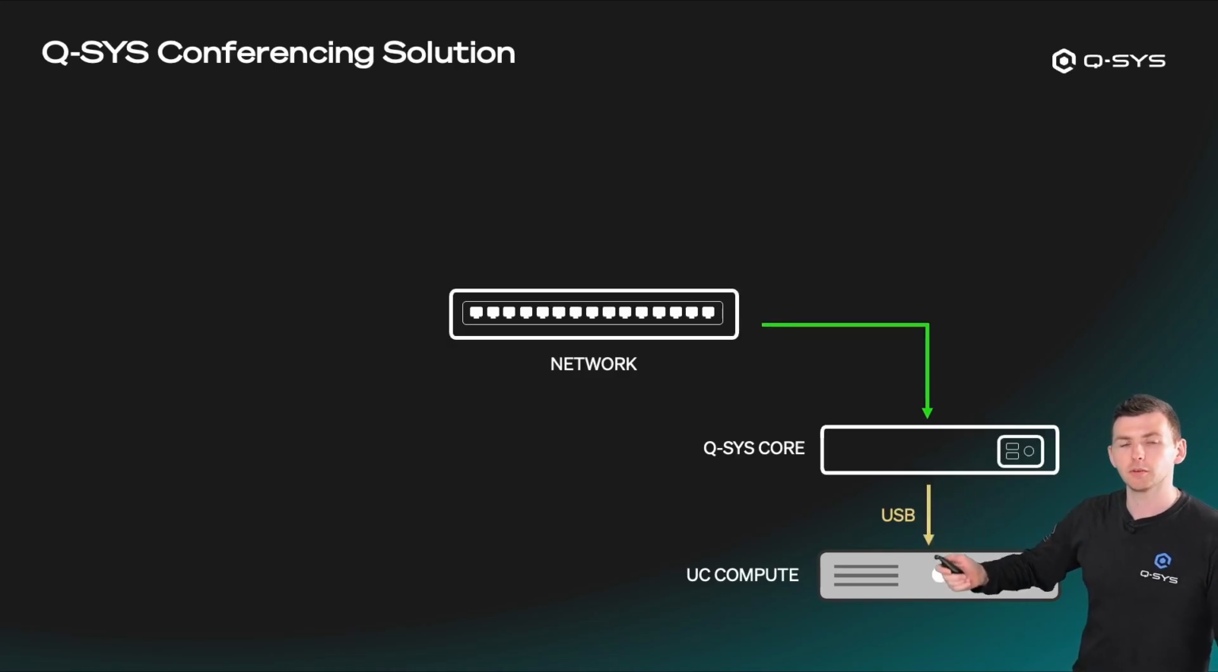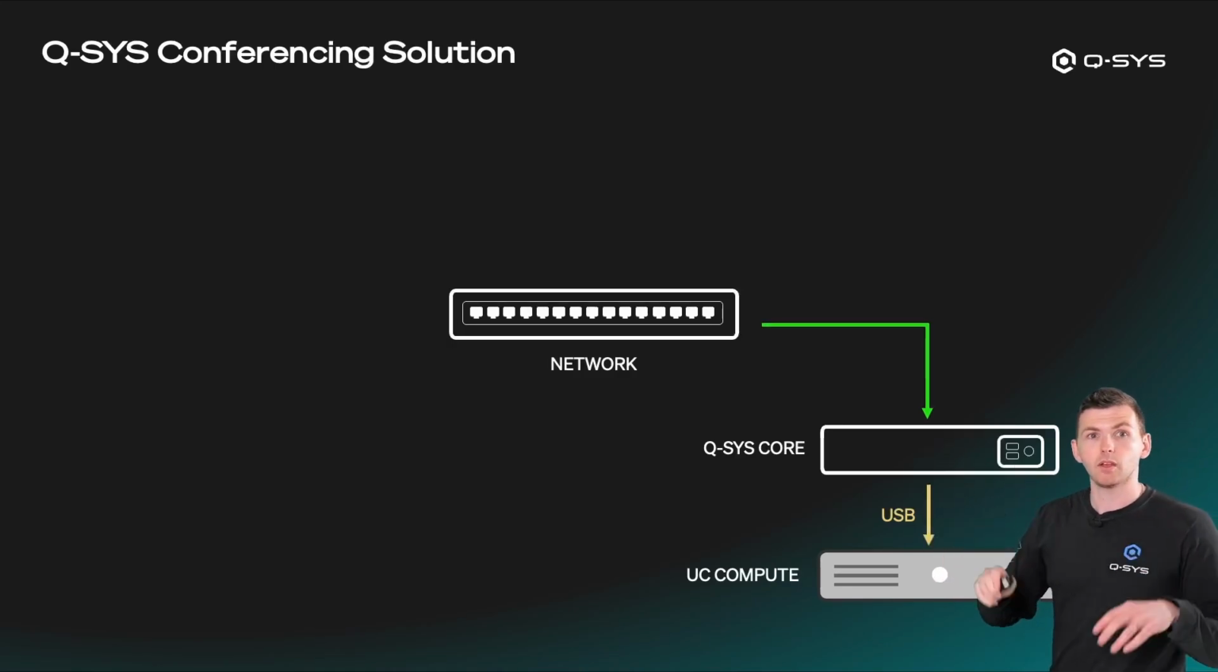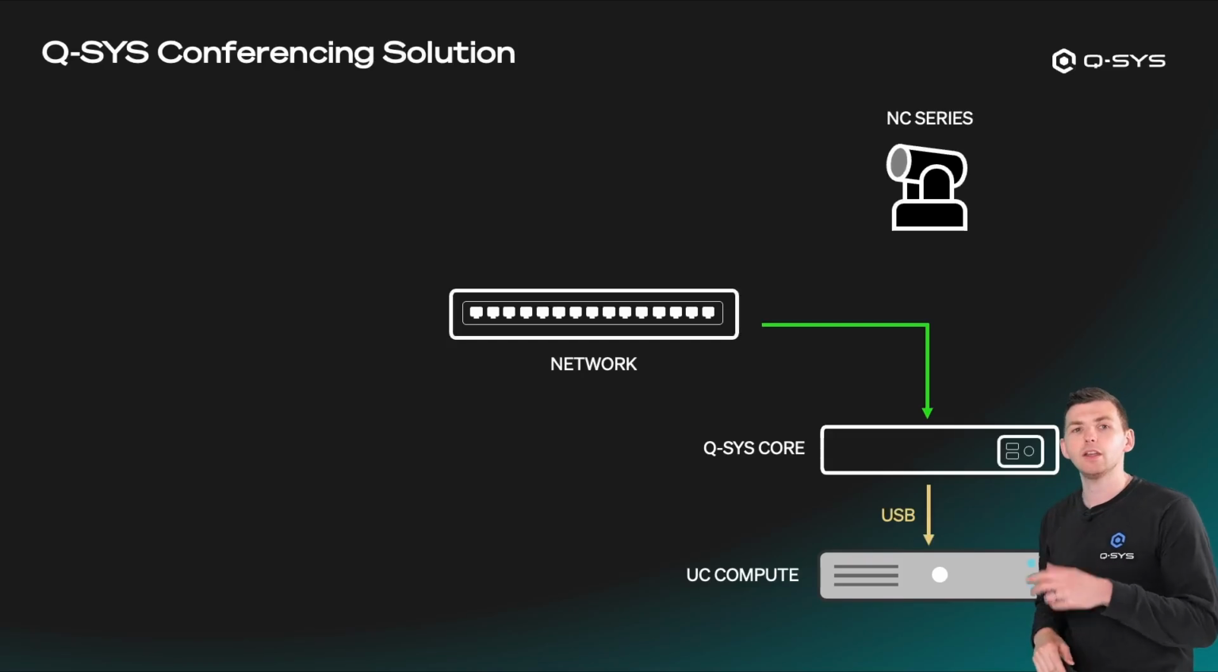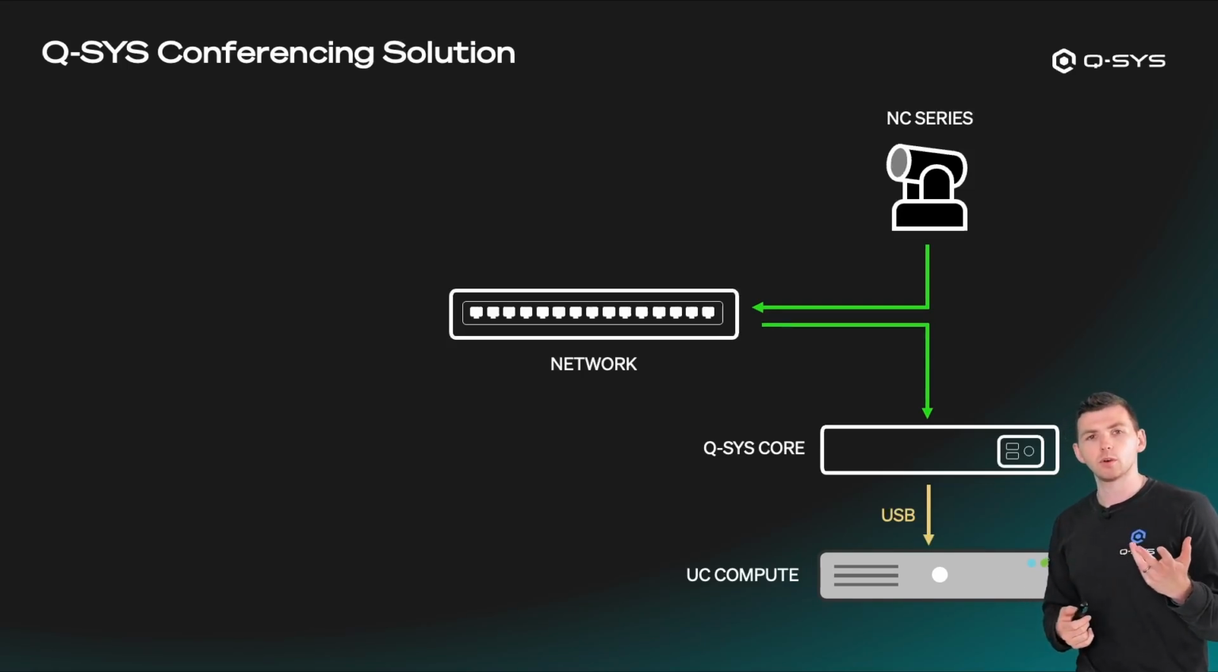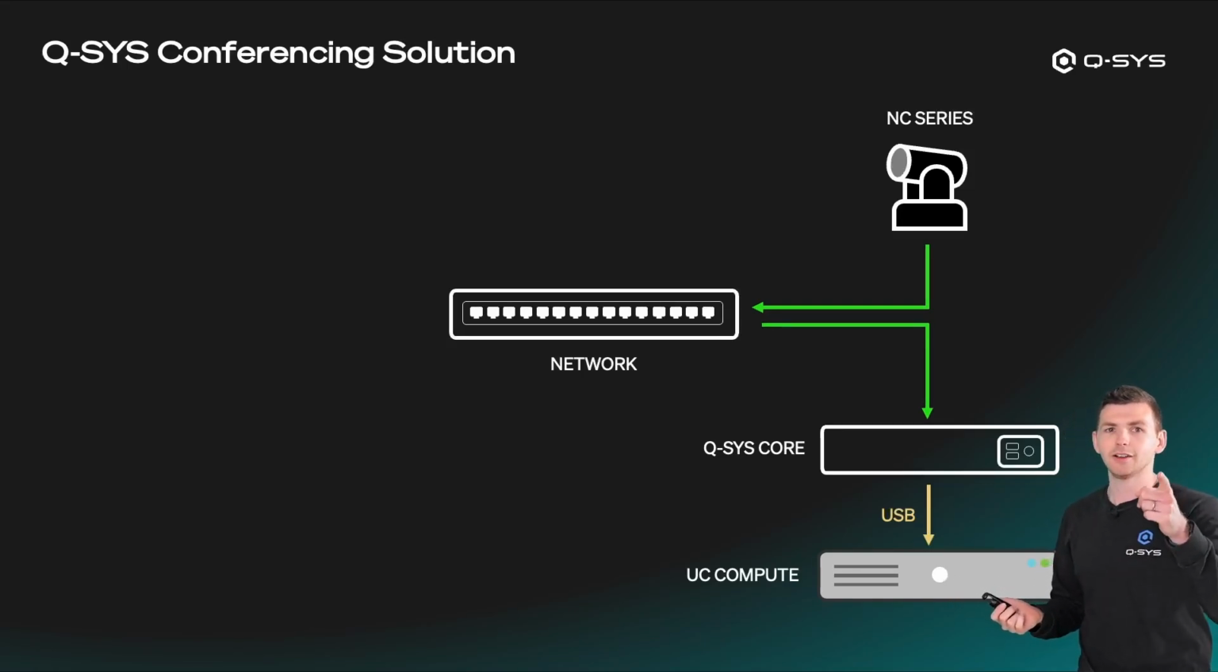But what's the video going to be that's coming through this webcam? Well, the video, of course, is going to be from any of the NC series cameras that are part of this system. NC, of course, network camera. You getting it yet? I know you are.